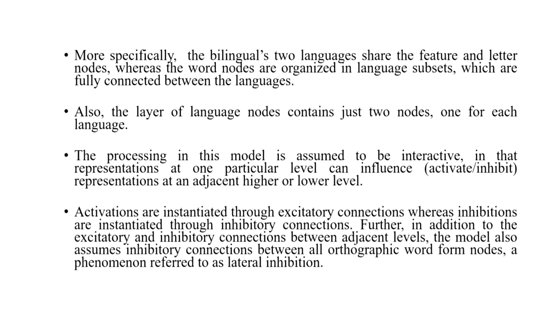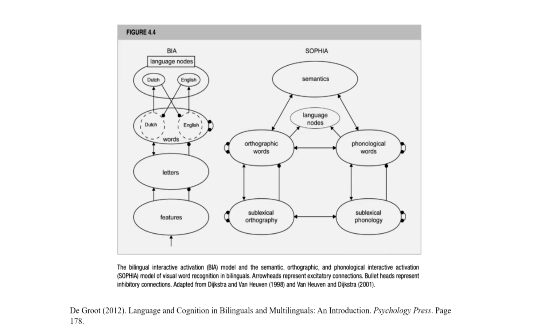Further, in addition to excitatory and inhibitory connections between levels, from the top or the bottom, the model also assumes inhibitory connections between all the orthographic word form nodes at the same level, a phenomenon which is referred to as lateral inhibition. You can see here that English words would inhibit English words and so on and so forth. So, the idea is that the words, in order to counter competition, will actually suppress all the other words that are not being activated by the inputs from the letter level.